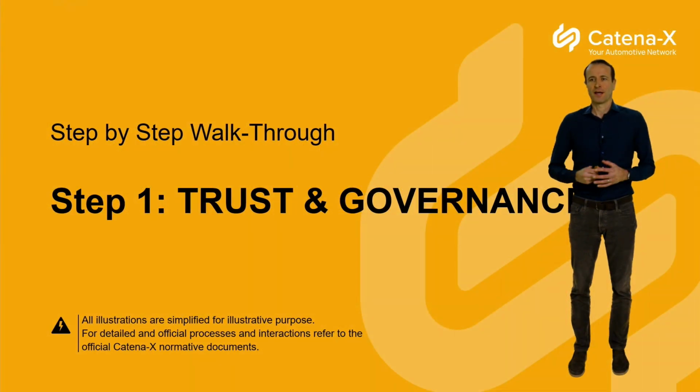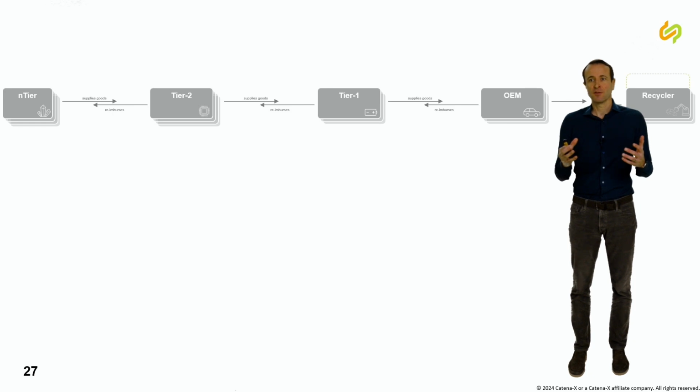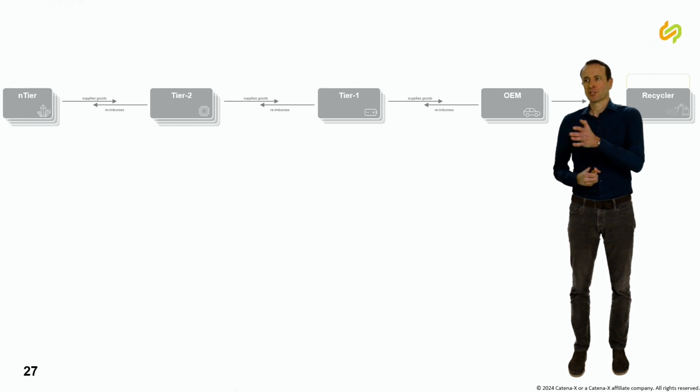So let's get to action. Step-by-step walkthrough. Step 1: how does Catena build a trust and governance body? Now, let's start again with the data-driven value chain we would all like to achieve in our industry. An N tier supplies goods, and tier 2 reimburses him. Same procedure up the entire value chain and also downwards.